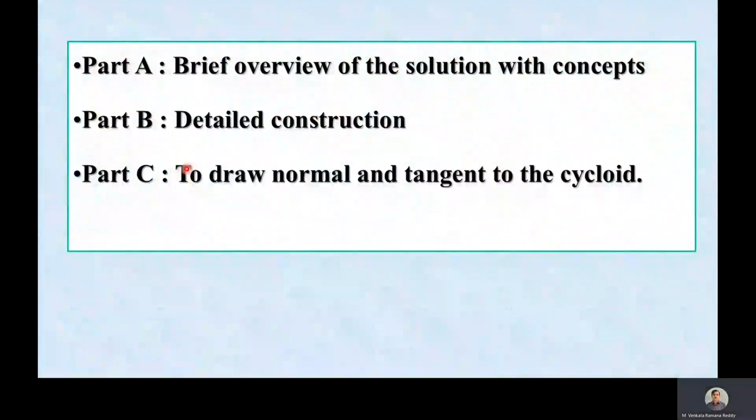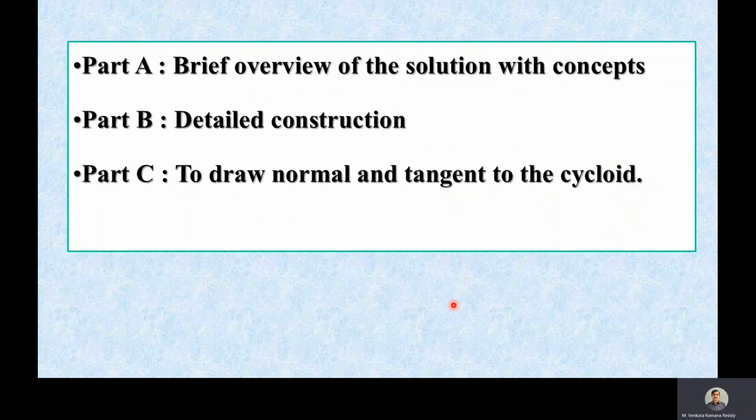The explanation related to the solution to the given problem is divided into three stages. That is part A, brief overview of the solution with concepts; part B, detailed construction of the epicycloid; and part C, to draw normal and tangent to the cycloid. First, we'll move towards the brief overview of the solution with concepts related to the construction of epicycloid.